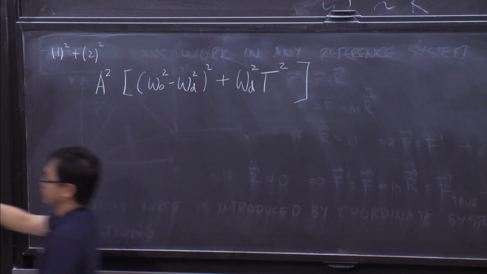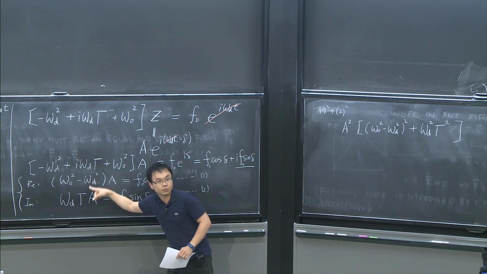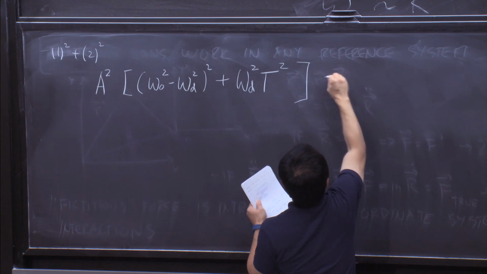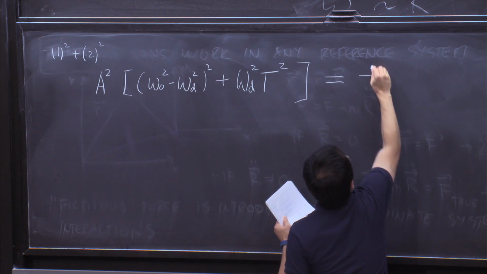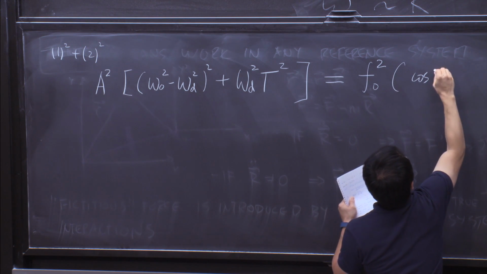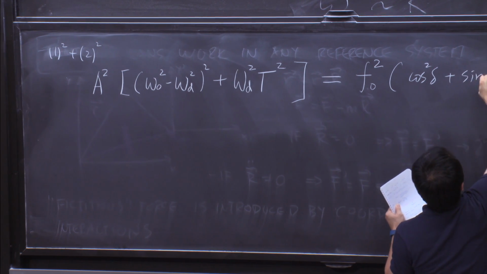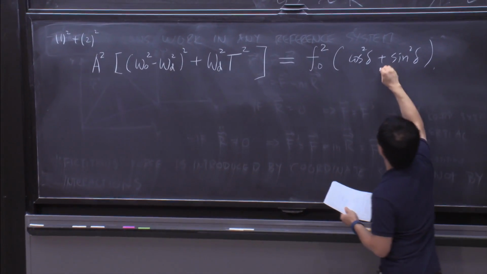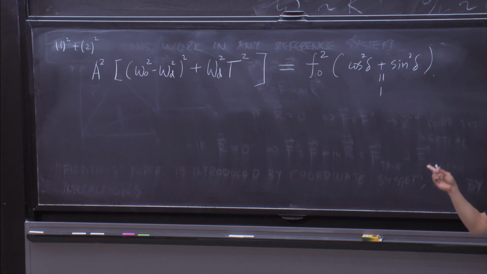That gives you the left-hand side. It's just a squared sum of the first and second equation. And the right-hand side will become f0 squared (cosine squared delta plus sine squared delta). And this is actually equal to 1. So that's actually the trick to get rid of delta.